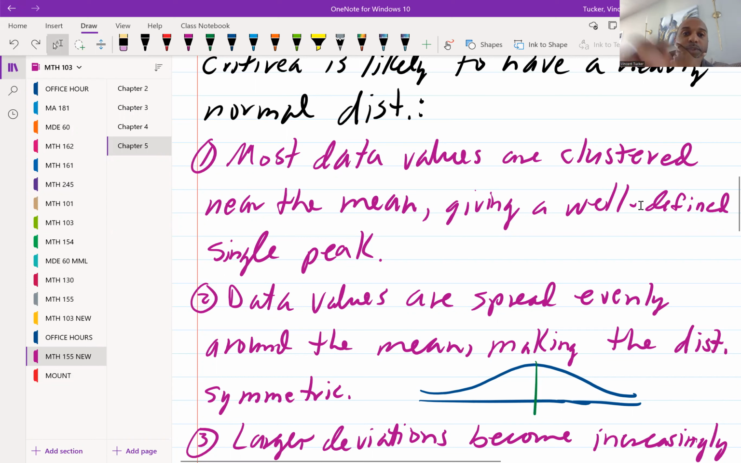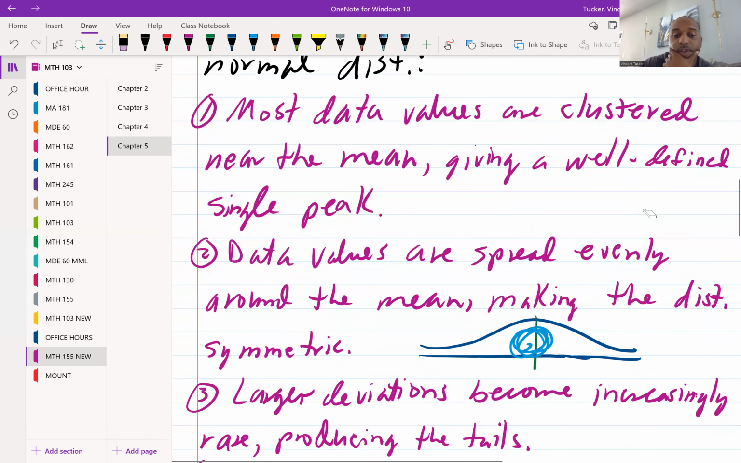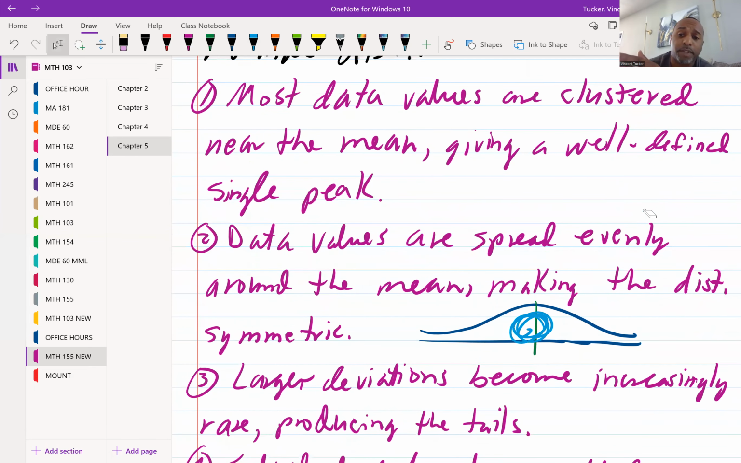And then just like before, we have this bulge in the middle, where the majority of our data is. And as we move away from the middle, less and less of our data exists. That's why the tail is created and it gets smaller and smaller. And that's what point three emphasizes. Larger deviations become increasingly rare, producing the tails.